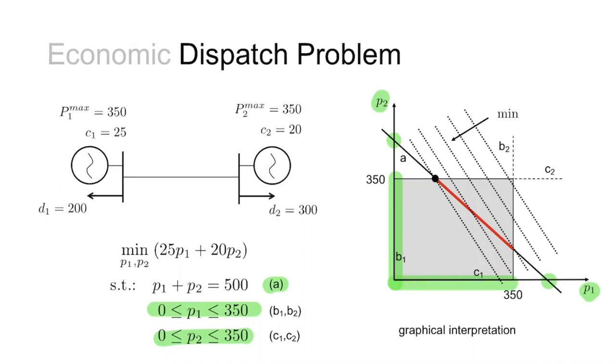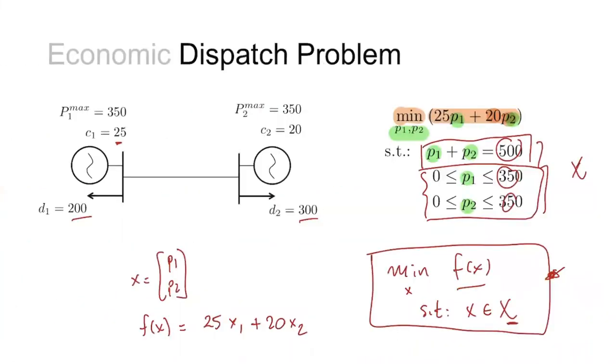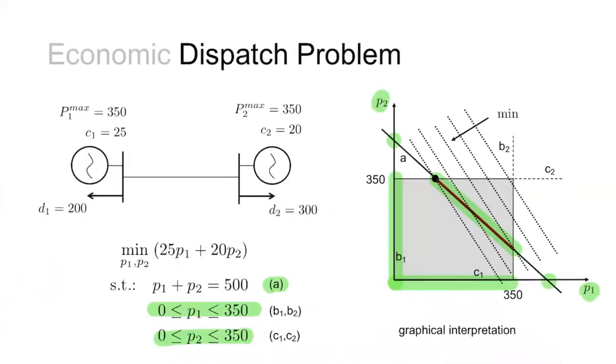So among all possible solutions for supplying this 500, I have only this red line. Any combination of P1, P2 on this red line represents what is called a feasible solution. So this red line basically represents this X, right? Remember, this X represents all the possible values that X can take. So this red line from here to here is all these possible values.